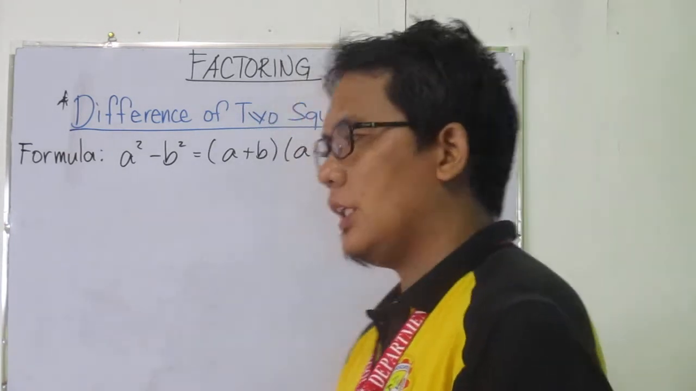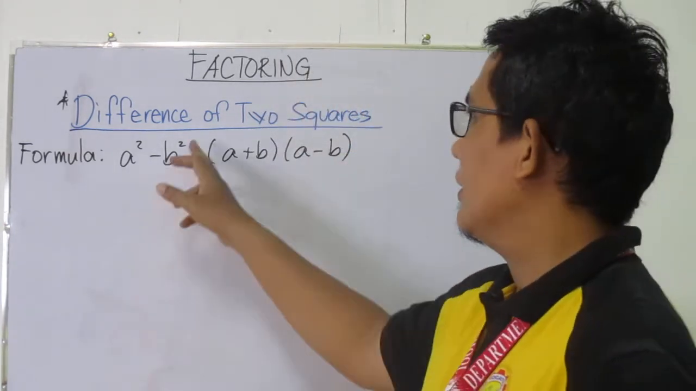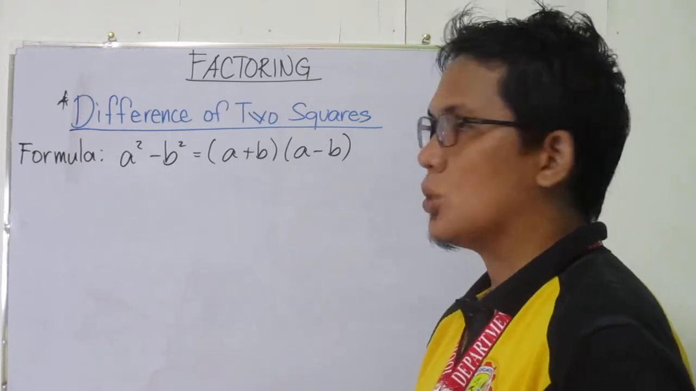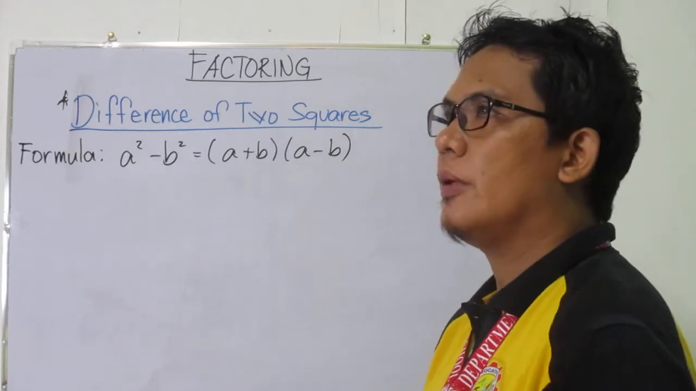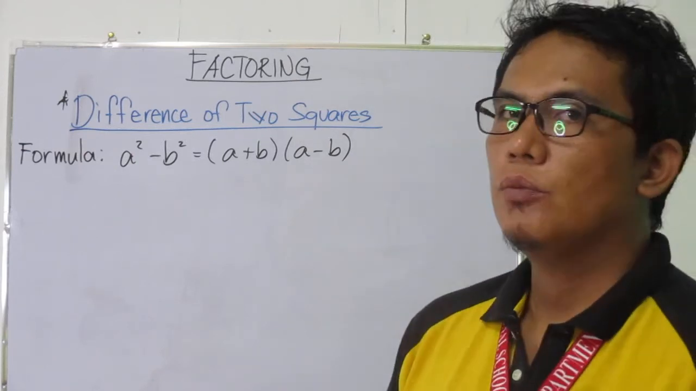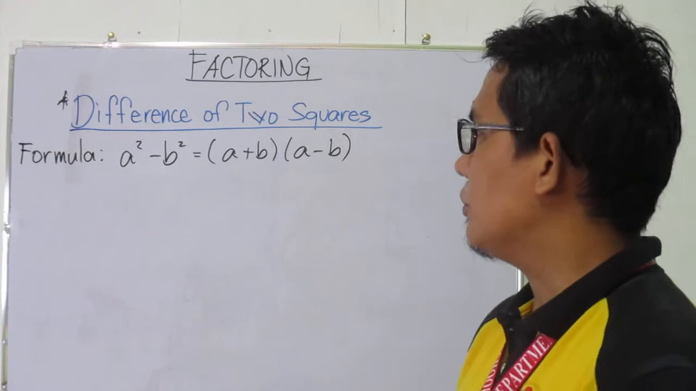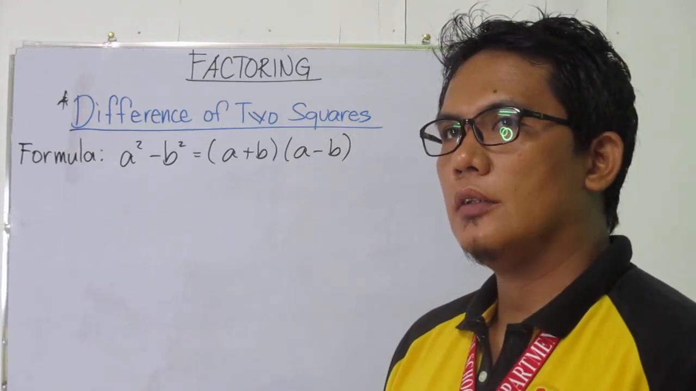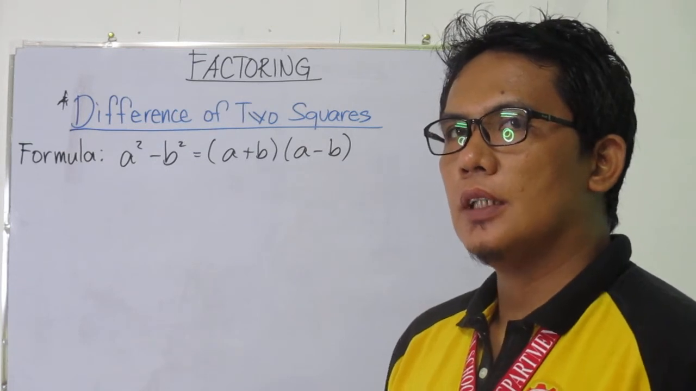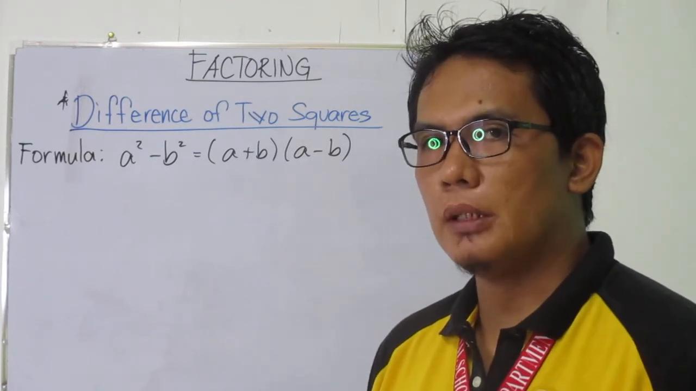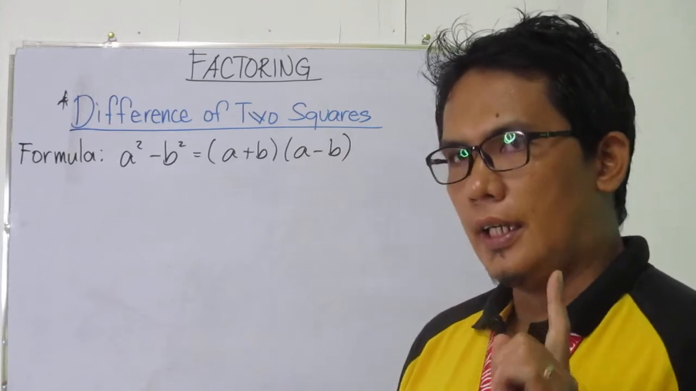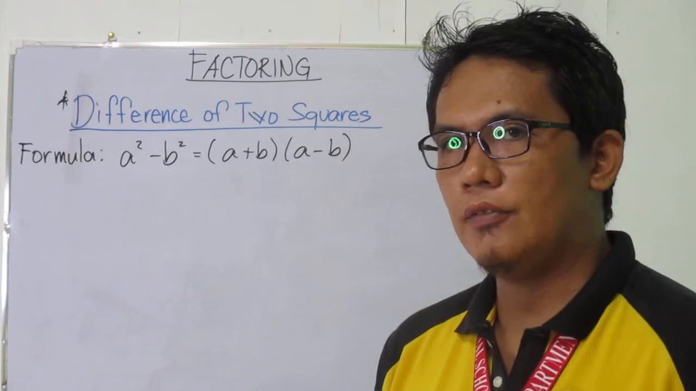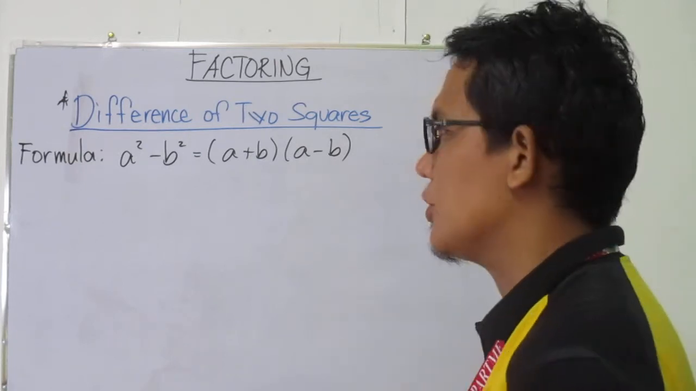Okay, today we will be dealing with difference of two squares. So how are we going to factor difference of two squares? There are many things that we will have to consider before we factor. First, we're going to tell if the given expression is factorable by difference of two squares. And how are we going to factor once we have identified that it is factorable using difference of two squares?